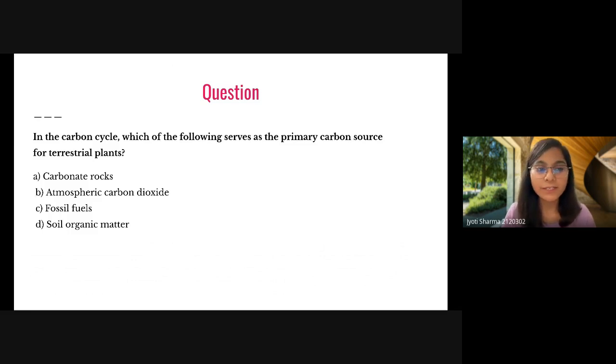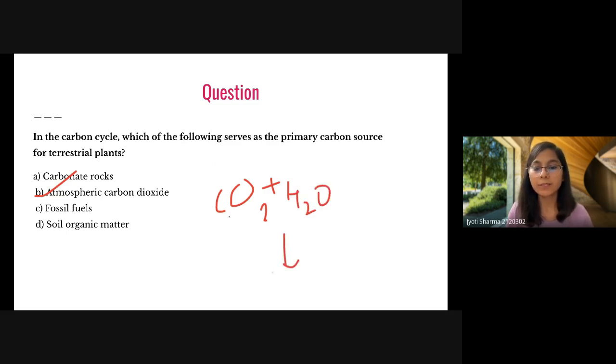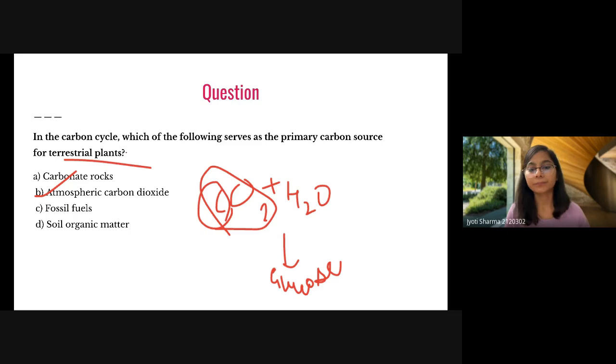This is atmospheric CO2, because we talked about photosynthesis, right? It will take CO2, then water, and in the presence of sunlight, this will synthesize glucose, and this glucose will be utilized by the plant for different types of metabolism, right? So carbon dioxide is the carbon source for the plants. I don't think that I should go to the explanation again because that was a very simple question.